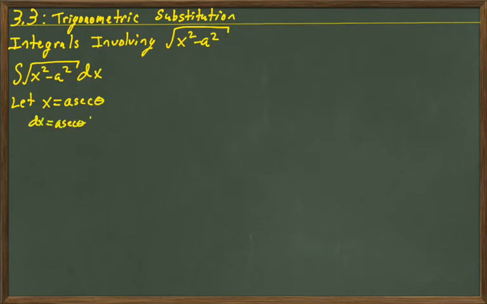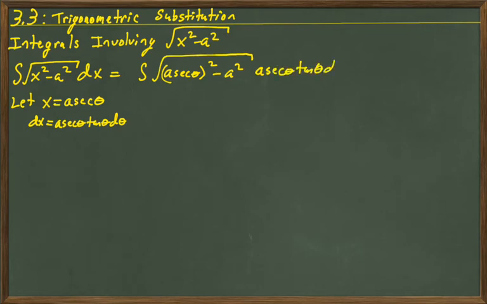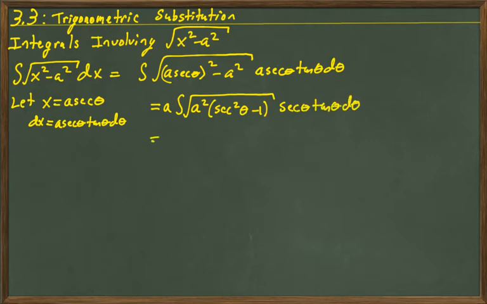dx is going to be a secant of theta, tangent of theta, d theta. So we have the square root of a secant of theta squared minus a squared, and dx is a secant of theta, tangent of theta, d theta. Let's factor out an a squared: the a from the a secant theta, tangent theta, d theta, and then the a squared from the a secant of theta quantity squared minus a squared. So that's going to be out of the radical there. We have the radical a squared times secant squared theta minus 1, and then times secant of theta, tangent of theta, d theta.